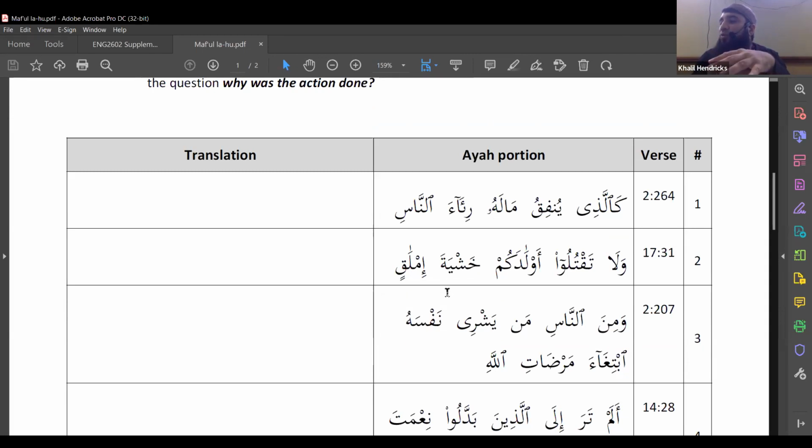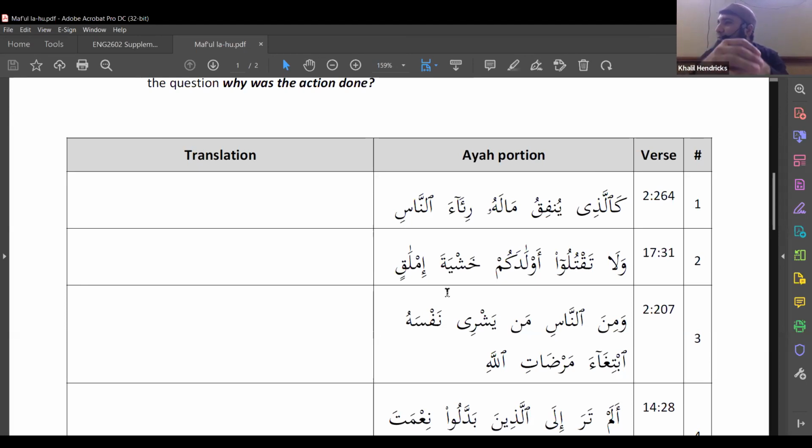كَالَّذِي يُنْفِقُ مَا لَهُ رِئَاءَ النَّاسِ. Like the one who ينفق, which means to spend. He spends. What does he spend? ما له, his wealth. Is ما له going to be maf'ul li'ajlihi or maf'ul bihi? It's maf'ul bihi. What was the action of spending done to? It was done to his wealth. He spent his wealth.